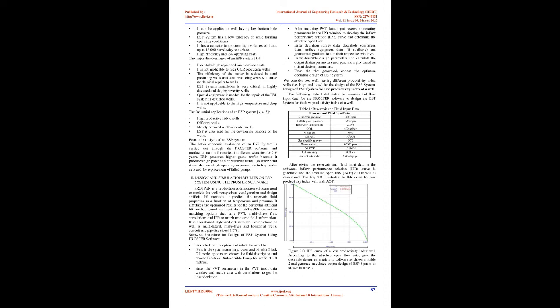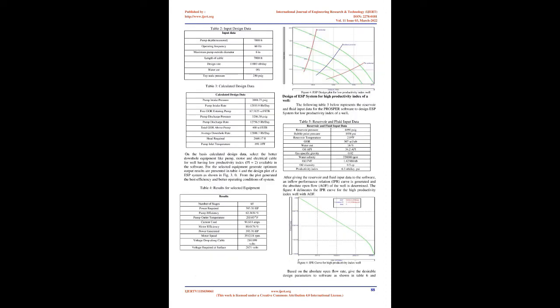The major disadvantages of an ESP system: it can take high repair and maintenance costs. It is not applicable to high-gas producing wells. The efficiency of the motor is reduced in sand-producing wells, and sand production will cause mechanical repairs to wells. ESP system installation is very critical in highly deviated and high dogleg severity wells. Special equipment is needed for the repair of the ESP system in deviated wells. It is not applicable to high temperature and deep wells.